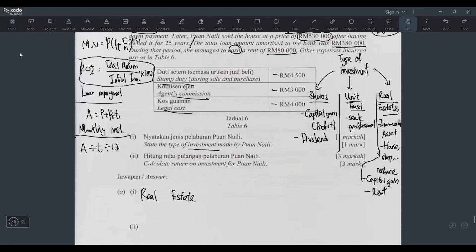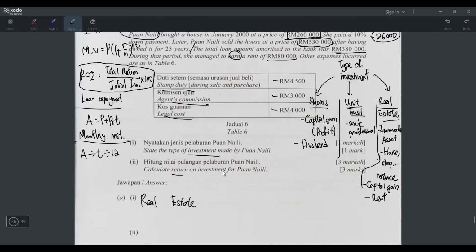And also one more thing I want to mention for the ROI question in the SPM: they will either ask for selling house or selling shares. Those two only. So the ROI they sometimes ask for selling house, and the other one is selling shares. But the shares one is much easier compared to the selling house one. The selling house one is usually what students always say is difficult.